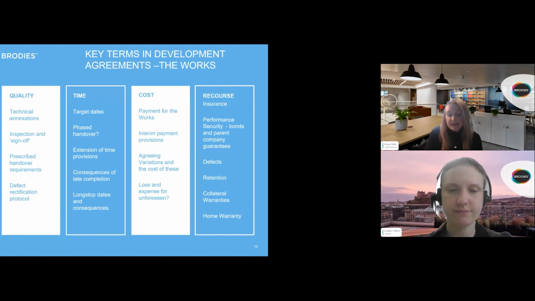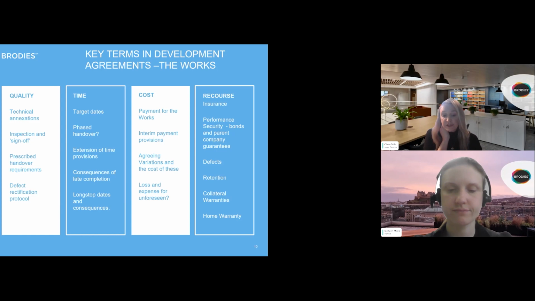So when I talk about key terms in development agreements, what I'm meaning here are the key construction terms. As I mentioned, development agreements will often cover both property transfer terms and construction obligations, so we're focusing on the construction obligations today. Each development agreement will be specific, and we are used to drafting very bespoke arrangements for clients. No one development agreement is ever the same as the one we've done before. But I've set out on this slide the so-called big four construction type provisions that we would expect to be included in every development agreement.